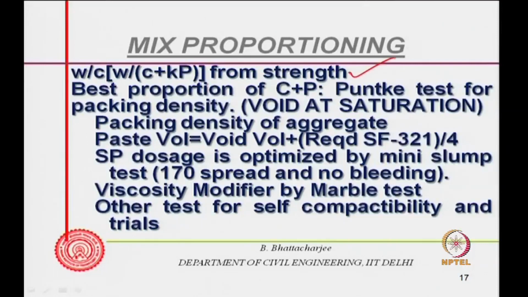This is from strength, C plus P powder combination from the Puntke test, packing density that you check for aggregate, then superplasticizer dosage from the mini slump test, with viscosity modifier application if required from the marble test, and other tests if required.